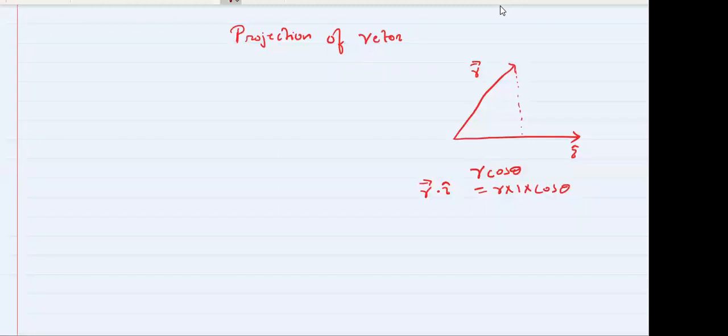Okay, now just think about this. If I change it, suppose this is r vector again, but instead of this I vector, this is another vector, suppose b vector, and I have to take the component of r vector along b vector, then what will it be? It will be the same, no? You don't have to worry about this, you just have to find this component. Yes or no? And this theta is given.